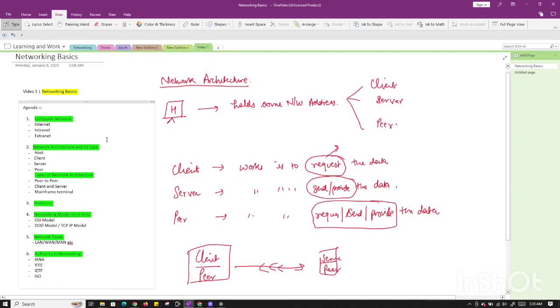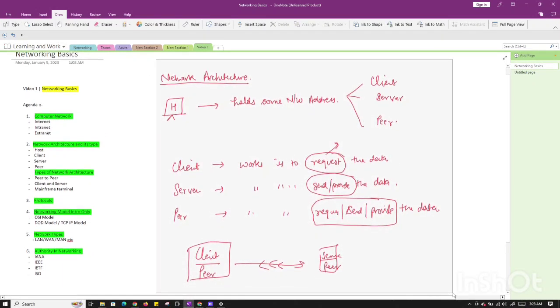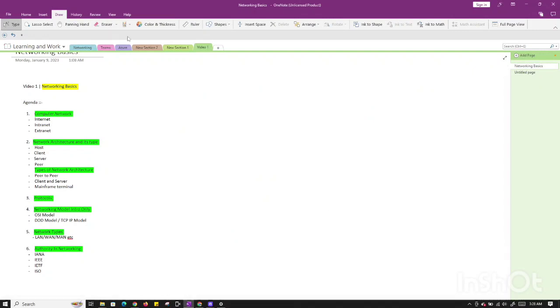Coming to the types of networking now. We have three types of network architecture. First, we are going to discuss peer to peer. In peer to peer, we actually take data and provide data. For example, our WhatsApp, Facebook, we are utilizing peer to peer networking there.